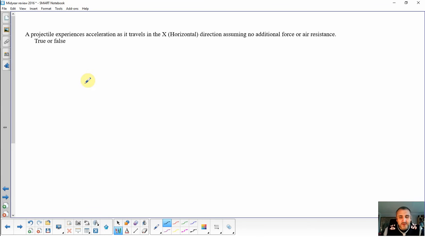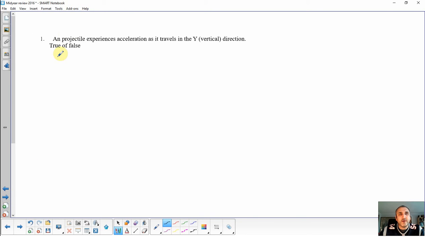Next one, a projectile experiences acceleration as it travels in the x horizontal dimension, assuming no additional force or air resistance. That is 100% false. A projectile experiences no acceleration. And if you remember, we had the little car, and the car, I don't know, it's going to be a terrible drawing, but here's the car, and there was the ball that went up, and the car kept moving, and the ball landed back in it. So while it was in the air, it didn't speed up or slow down, and we know that because the car didn't really change velocity, and the projectile, the ball, landed back in the car.